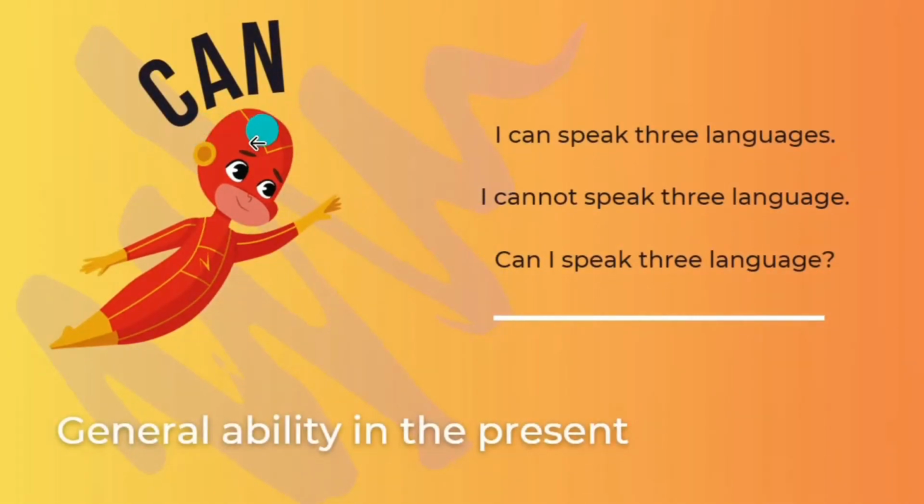So can works in expressing general ability in the present tense. For example, I can speak 3 languages. So this can is giving you the information about my ability, that I can do something, right? I cannot speak 3 languages. Can I speak 3 languages? A positive sentence, a negative sentence, and an interrogative sentence. I can, I cannot, can I? Right? We are talking about the ability in present tense.